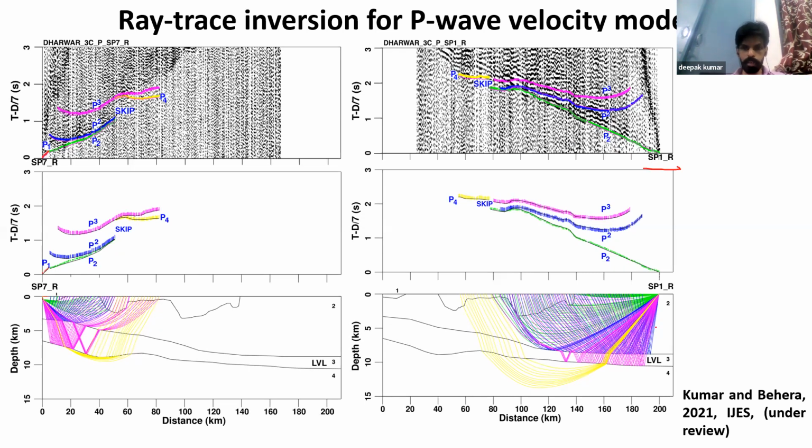And you can see here, it's a 200 kilometer long profile. Travel time is here, and TD by 7 is reduced travel time. Reduced travel time means the assumed travel time, that means the maximum velocity in the upper crust is up to 7 kilometers per second. So that is used, and this is called reduced travel time. You can see the data was modeled for up to 15 kilometers of depth.